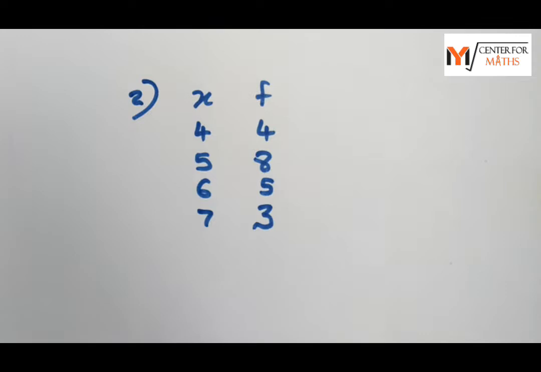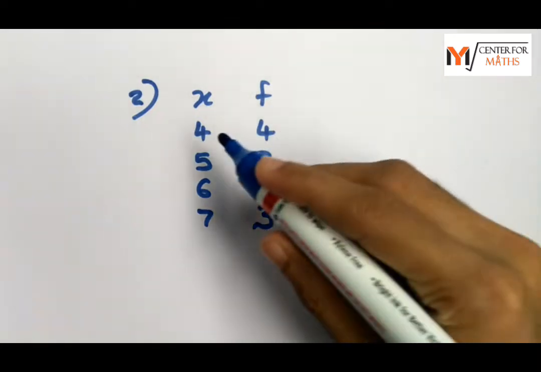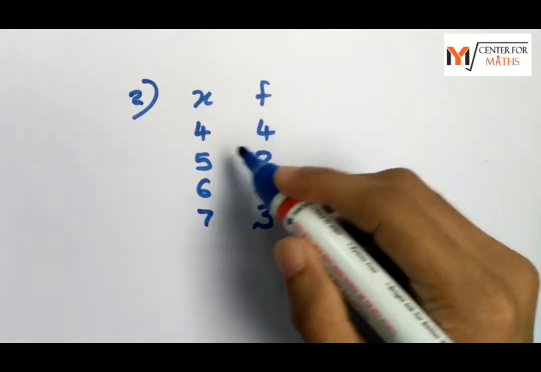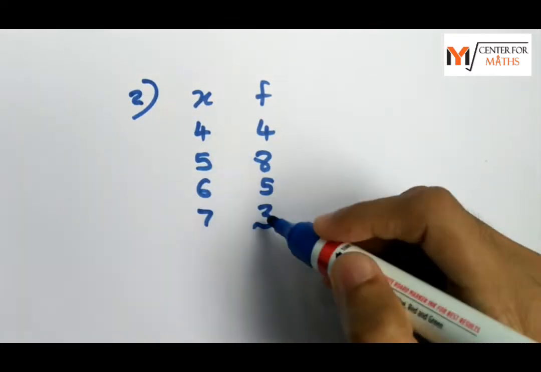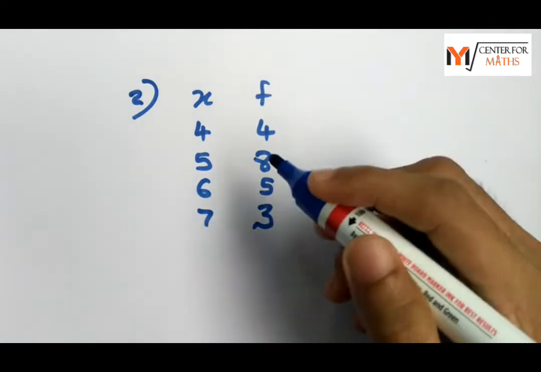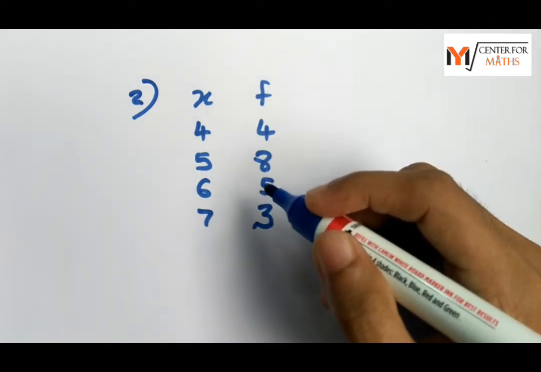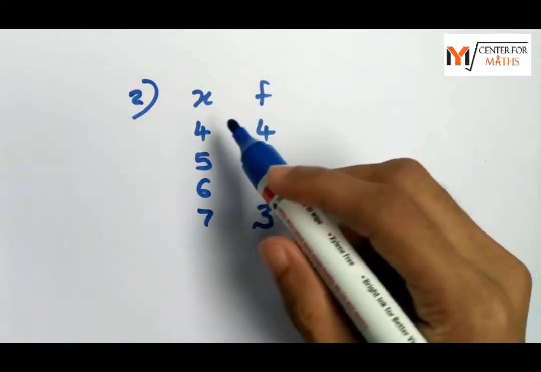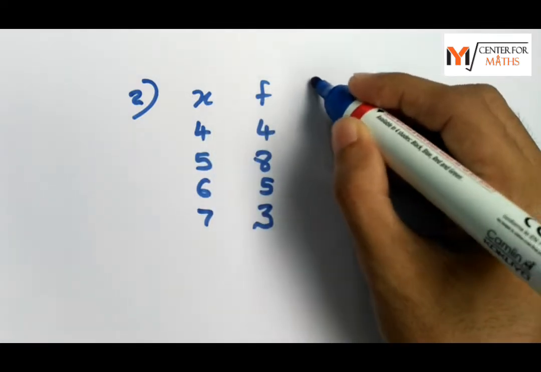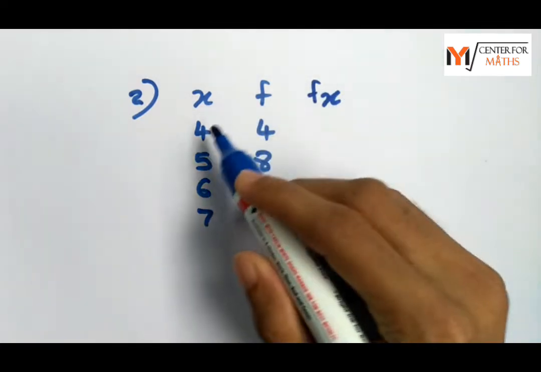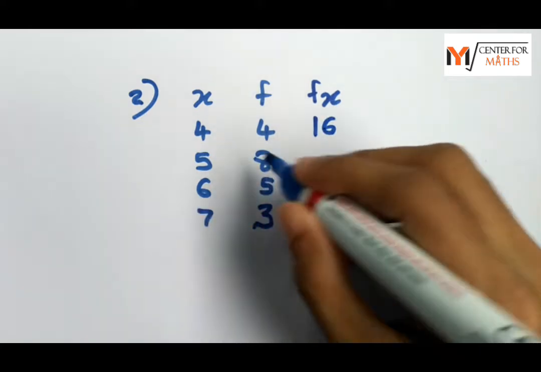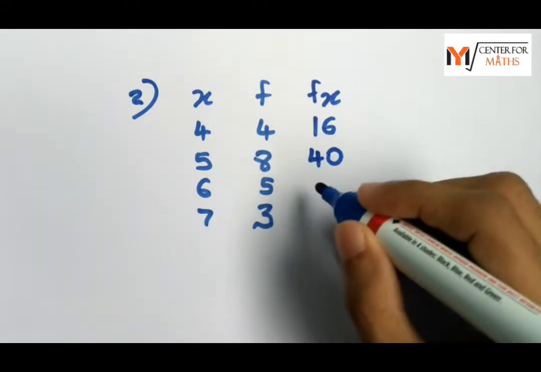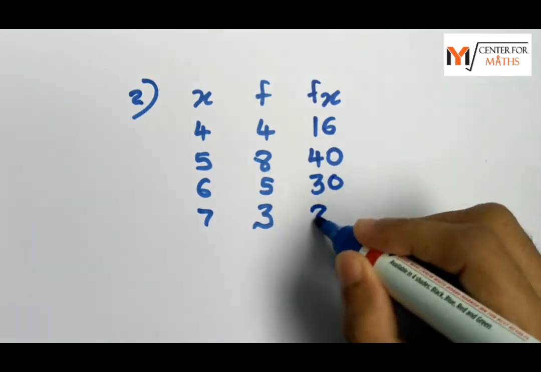So now moving to the second question, you can see they have given the values of x as well as the frequencies f. So that means there are 4 4s, 8 5s, 5 6s and 3 7s. Okay, fine. So now they are asking us to find the mean. How to find the mean of this? To find the mean, we have to multiply them both and fill this column. 4 4s are 16, 8 5s are 40, 5 6s are 30, 3 7s are 21.